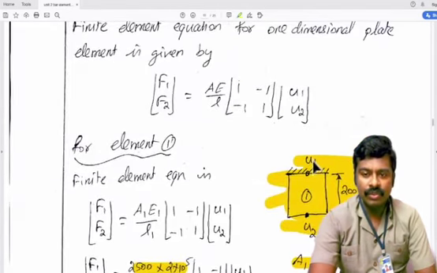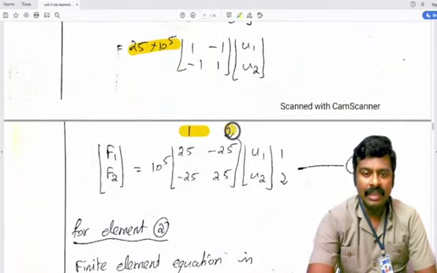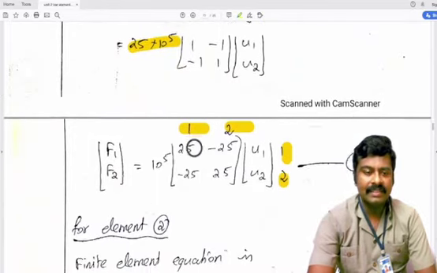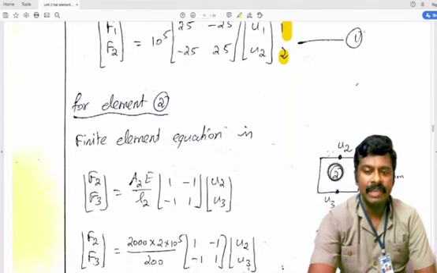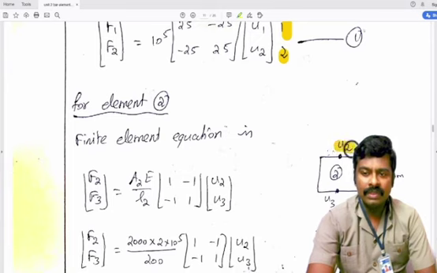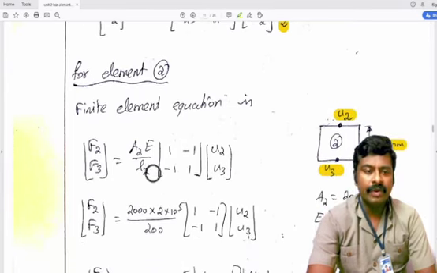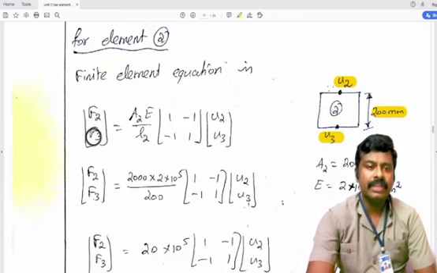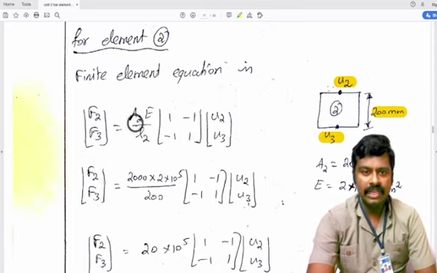Element 1 has two nodes, node 1 and node 2, therefore here I put the values 1 and 2 over the matrix. Similarly for element 2, the finite element equation is F2 F3, because element 2 has two nodes, node 2 and node 3, length 200 mm. Therefore the finite element equation is F2 F3 equal to A2 E2 by L2, matrix of [1 minus 1; minus 1 1], U2 U3.